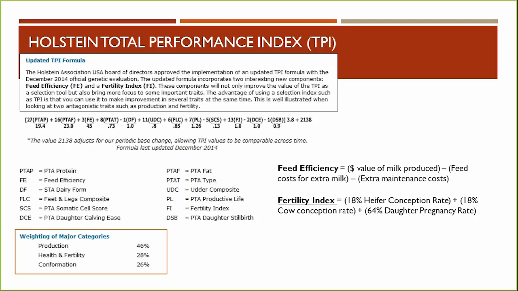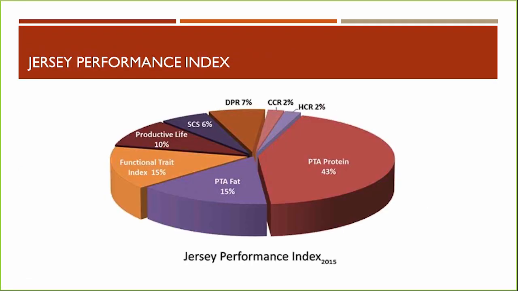The raw data that goes into this is the same. However, how they break it down, here in Jersey, you actually see functional trait index. So how they break the data down is what's different, not what goes into the original formula. So putting all three of those together, net merit, TPI, and JPI, you can see how there's both similarities and differences. Production is basically higher. There's a higher weight for production traits in Jersey, as opposed to net merit and TPI, which are pretty similar in production.